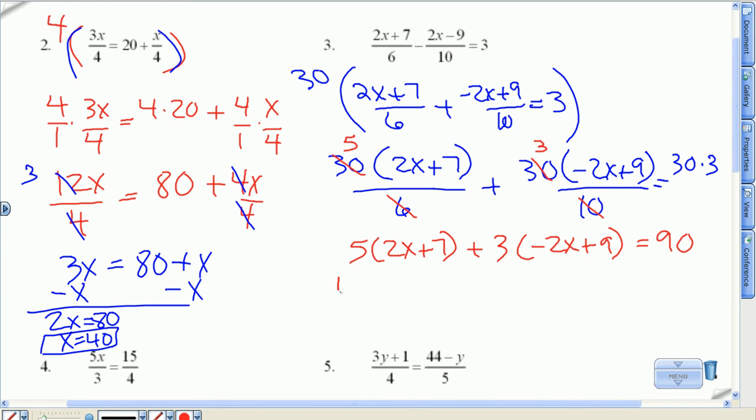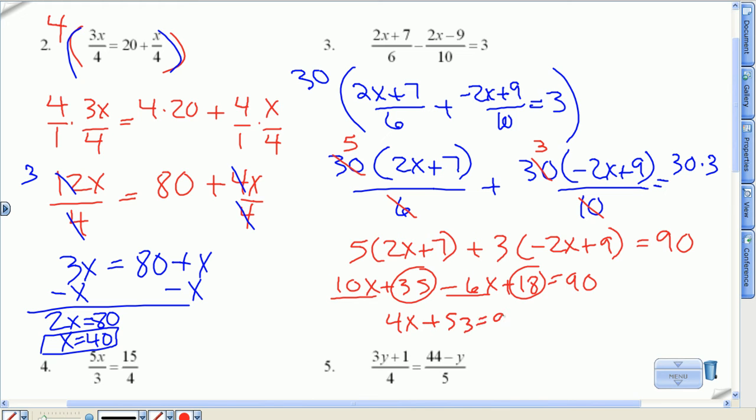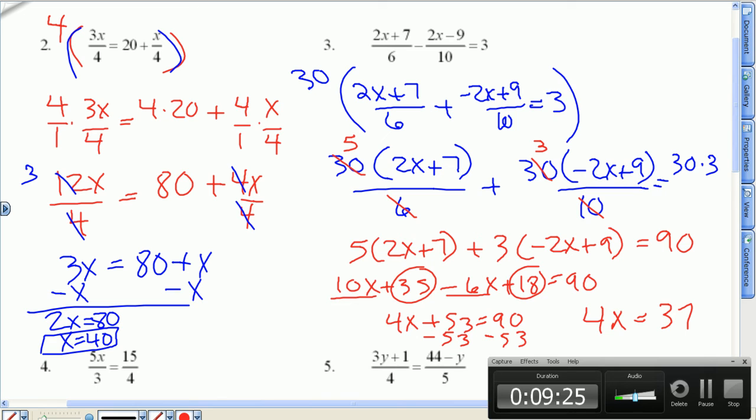Now we distribute: 10x plus 35 minus 6x plus 18 equals 90. We got like terms here. 10x minus 6x is 4x. 35 and 18, let's see, 55 minus 2, 53 is equal to 90. That gives us, gosh, I bet you I made an algebra mistake. I'm not feeling confident. So I get 4x is equal to 37. I'm going to pause for a second because I think I've made an algebra mistake. I'll be right back. Let's find it.